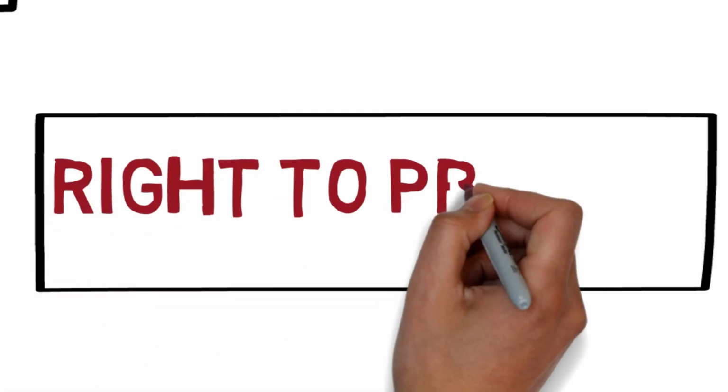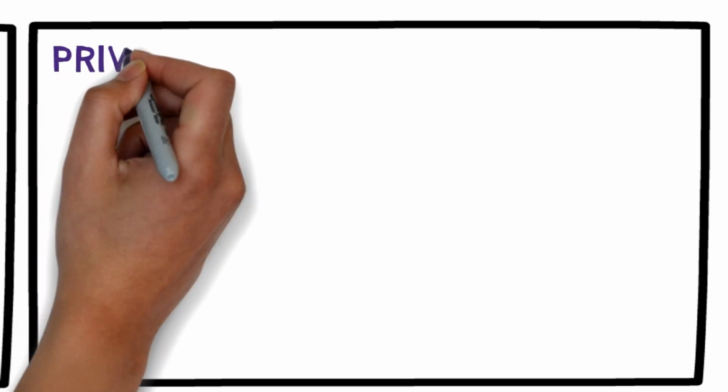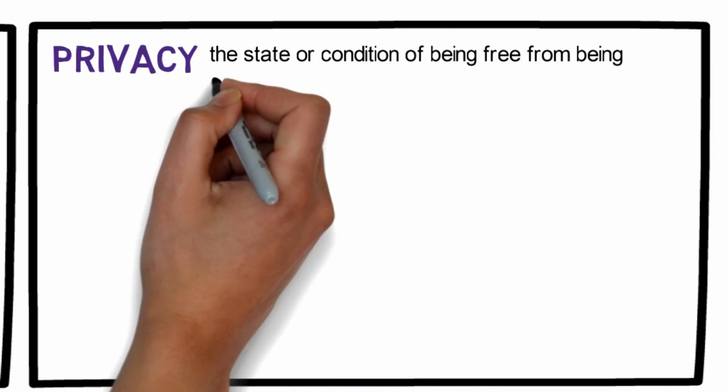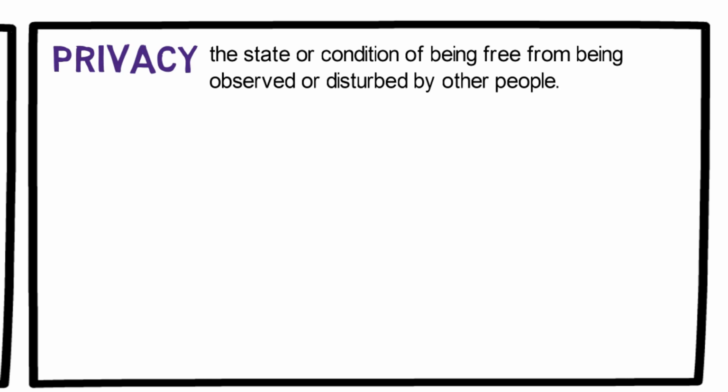In this video, I will be discussing the right to privacy. Let us define first the word privacy. Privacy is the state or condition of being free from being observed or disturbed by other people. It is the state of being alone or the right to keep one's personal matters and relationships secret.